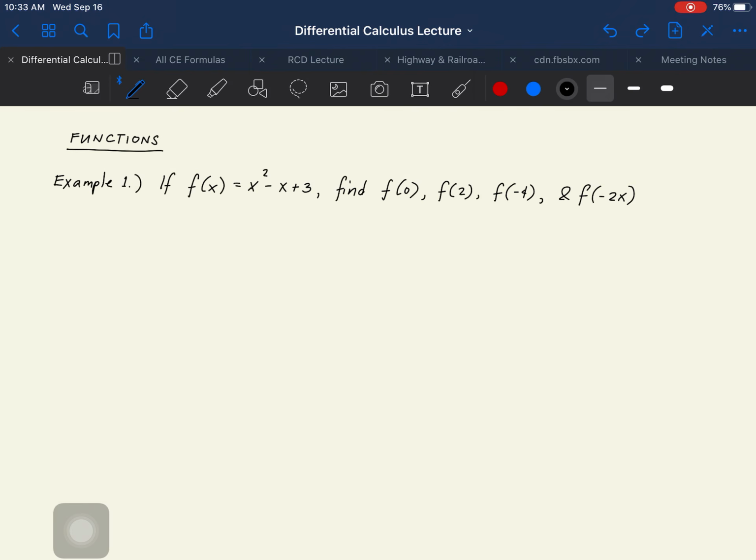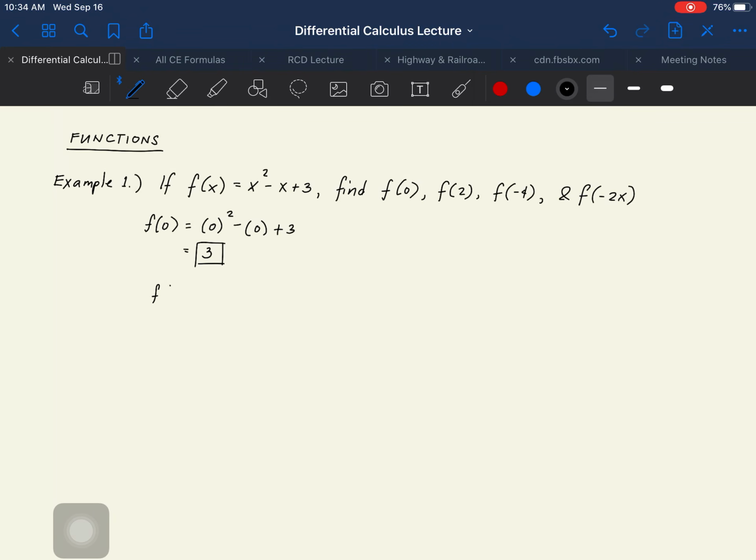Now, let's solve for f of 0. What is the value of f of 0 here? So we will just substitute x with 0. So I will be putting parentheses whenever I make substitution. So 0 squared minus 0 plus 3. So this obviously has the answer of 3. So that's it. That's how you go about it. Some basic algebra. So let's proceed with the next one.